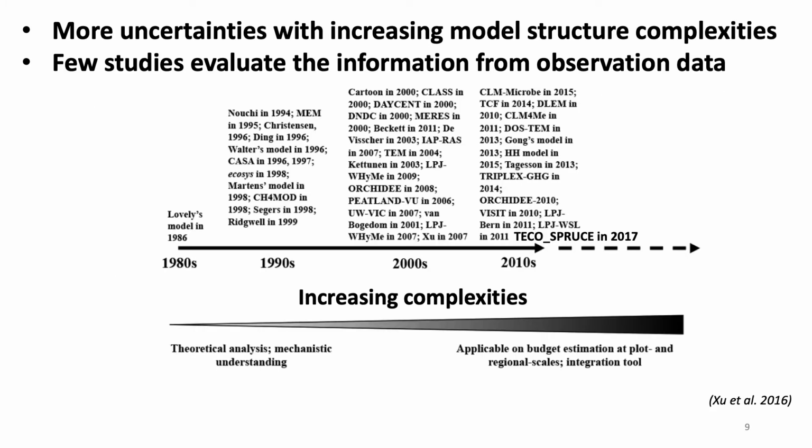In the 1980s, we started putting together mechanistic equations to describe the methane emission process. And decades of modeling research on methane have evolved to a stage where the emission pathways are explicitly calculated with various complexities. However, few studies have evaluated the information from observation data to reduce uncertainties in parameter values.